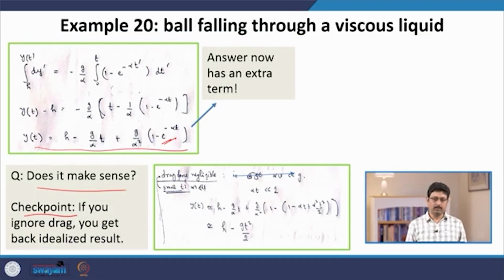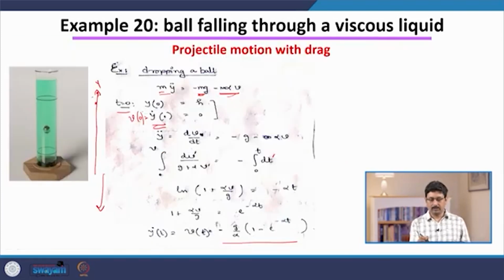Now, how much time is small? Note that the answer has this combination alpha times t, and this is sitting as a power of an exponential, which means this alpha times t must be dimensionless. You can check this from the dimension analysis here.